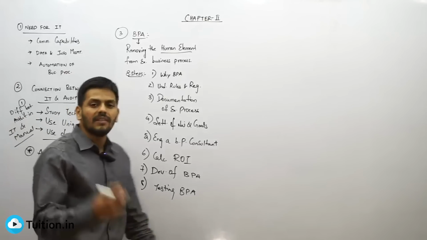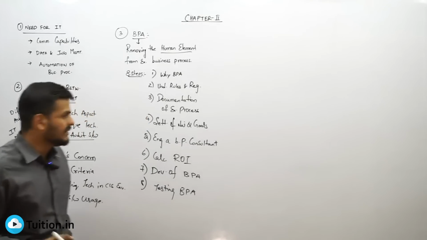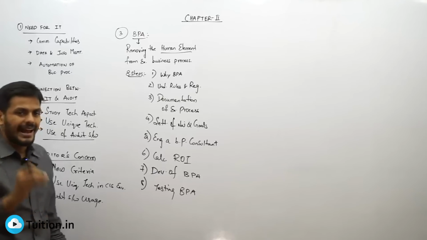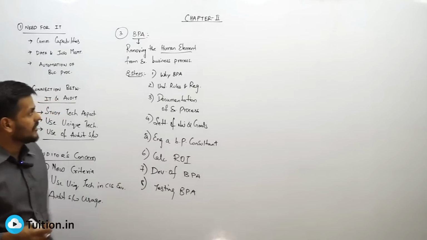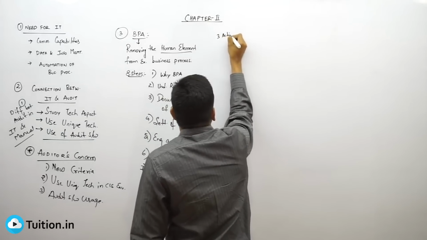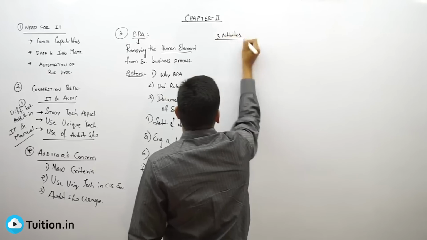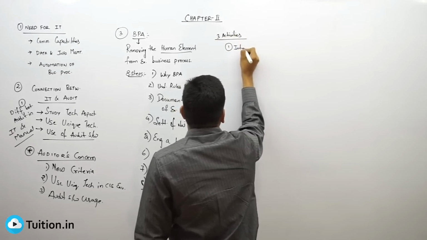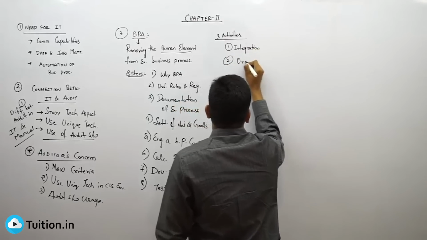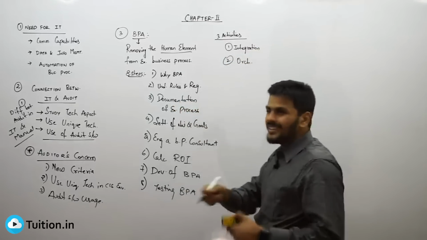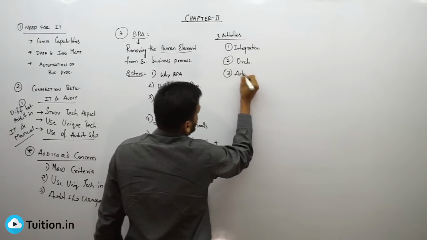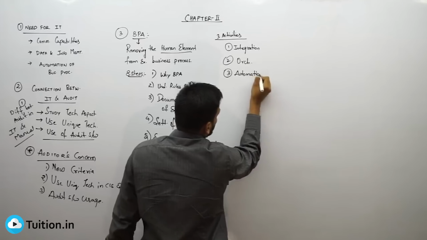Then moving up, we have the 3 very important activities that are done in BPA, right? Integration, orchestration and automation. So when you come to the 3 activities, one is integration, that is bringing different things under the same roof. Orchestration, that is about using different platforms to merge together and bring it together. And of course, automation is all about use of computers, right?